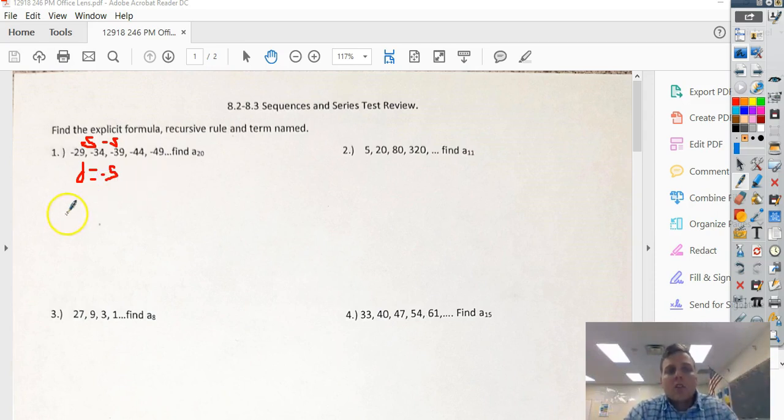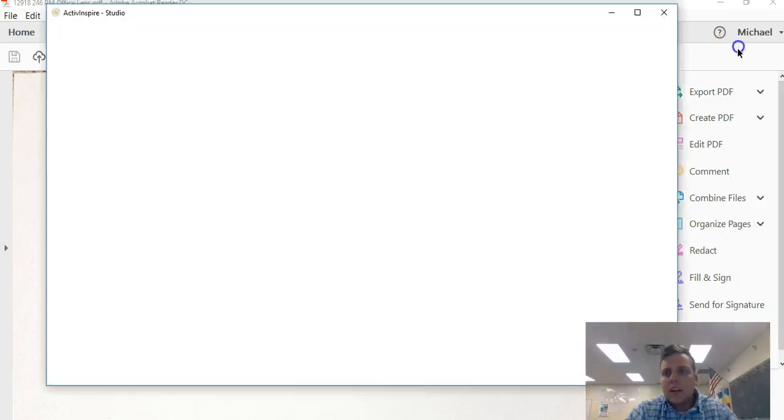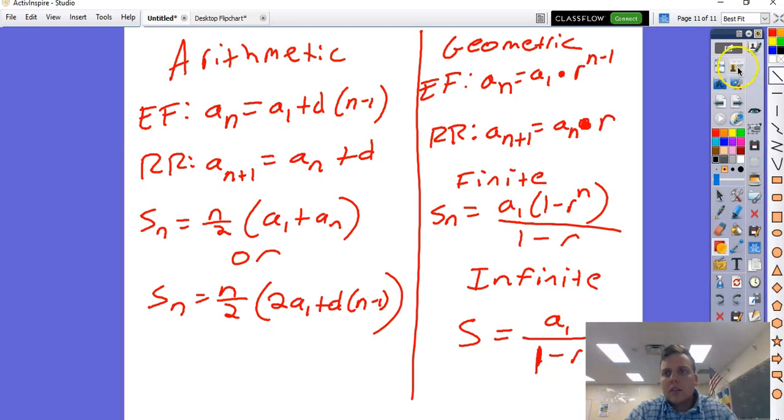Then I need to find the explicit formula. So I jump over here. Oh, I don't know what I just clicked. I did not mean to click that. I don't know how I got that up over there. We'll deal with that later.